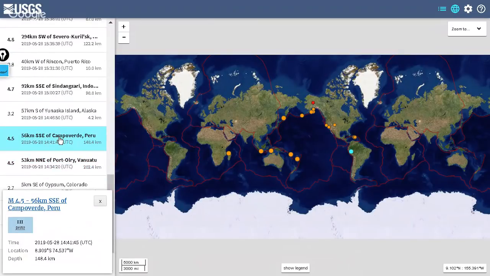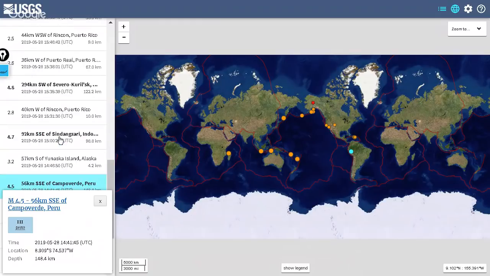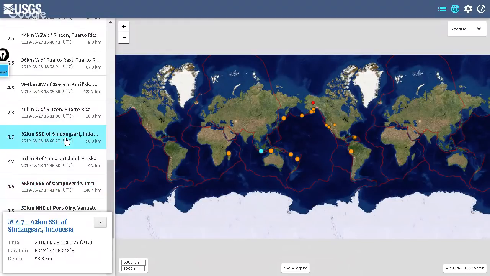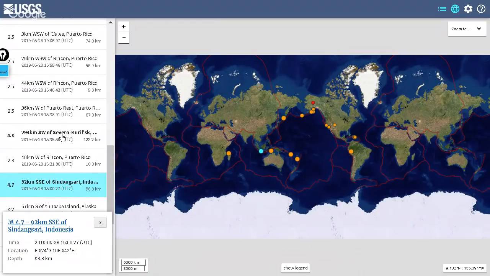4.5 at Peru at depth. Another blot echo at Peru. So heads up Peru. Another quake at the surface coming. 4.7 at Indonesia. Also at depth. 4.8 at Kurilsk.